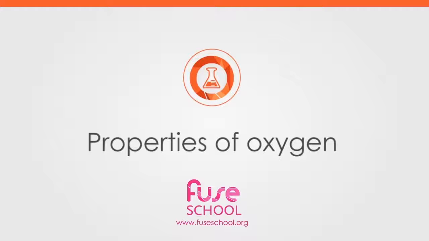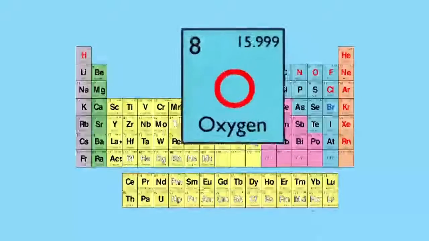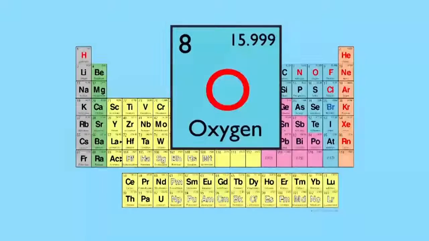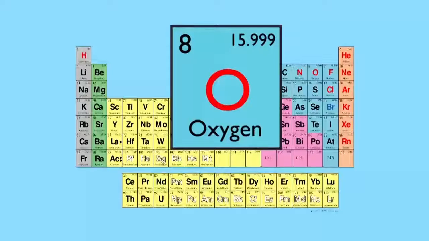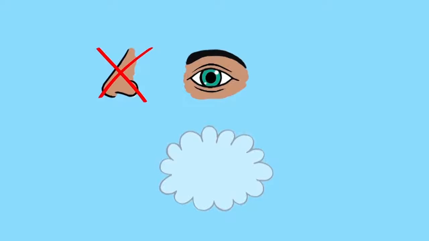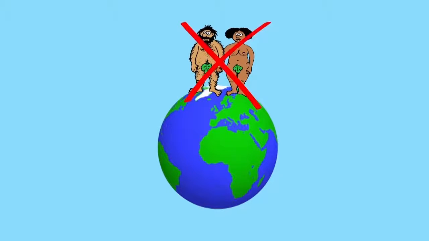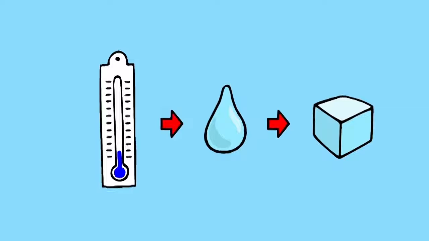In this video, we're going to investigate the properties of oxygen. Oxygen has atomic number 8 and is found in group 16 of the periodic table. It has the chemical symbol O. Oxygen is of course a gas. It has no smell, colour or taste, but without it we as humans would not be able to inhabit planet Earth. When cooled to very low temperatures, it will form a liquid and a solid, which are both pale blue.